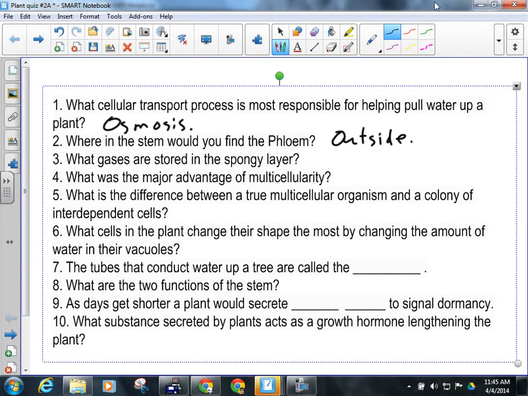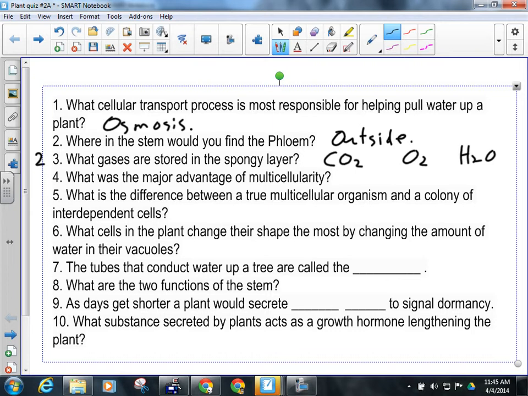Okay, what gases are stored in the spongy layer? Carbon dioxide and oxygen. Okay, if they have water vapor there, I would say also accept that. So we'll say 1 mark each for those. Okay, 1 mark for oxygen, 1 mark for CO2. If they have water there, they're only going to get 2 marks for this question if they have O2 and water or CO2 and water or whatever. Okay, it's 2 marks if they have some combination of those 3.